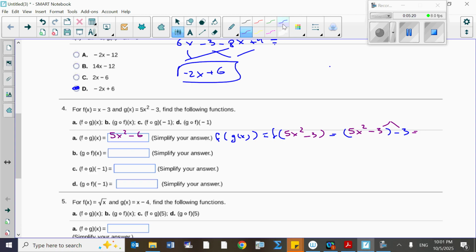Now I'm going to find g of f. For g of f, you write g parenthesis f of x.